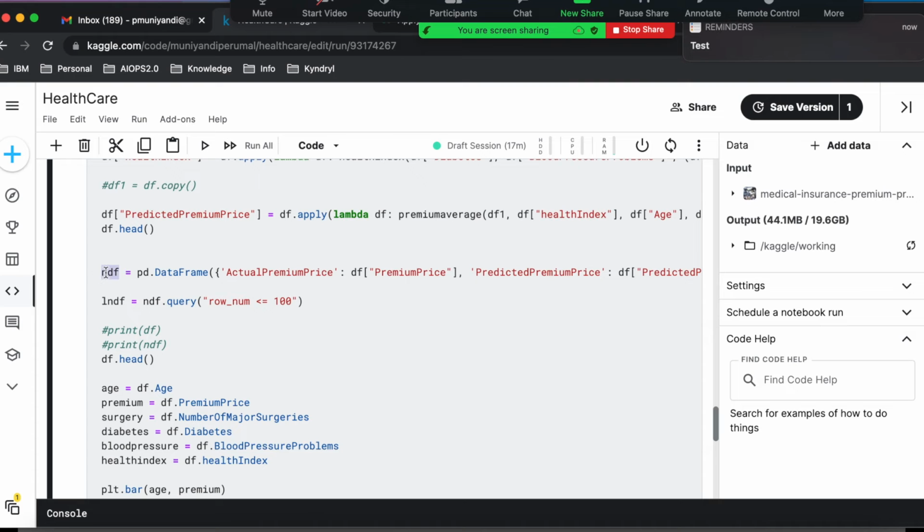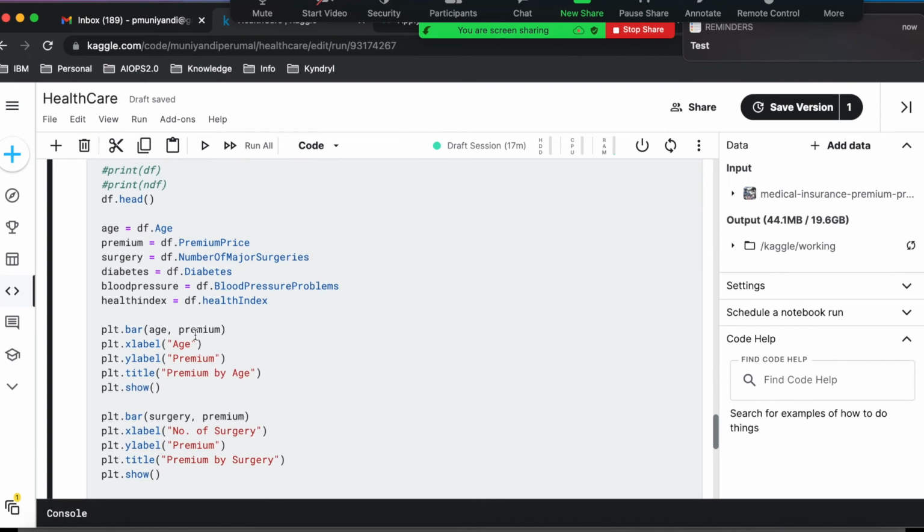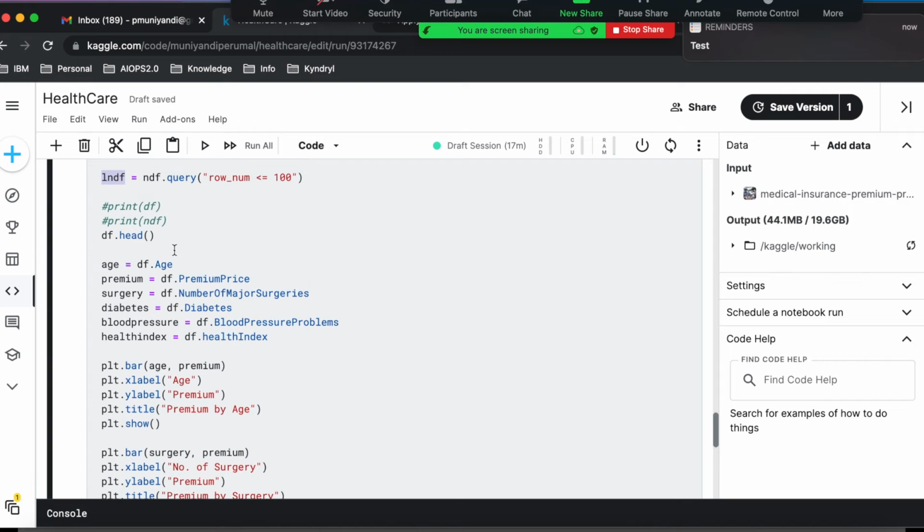I have a whole record set, 1,000 records. This has a 1,000 record set. This has a 100 record set. Okay, so now what I'm doing here, this is the column name of my data set. Age is a column name, premium price is a column name, number of surgery is a column name, diabetes is one of the column names, blood pressure problem is one of the column names, health index is my new column name which I introduced.